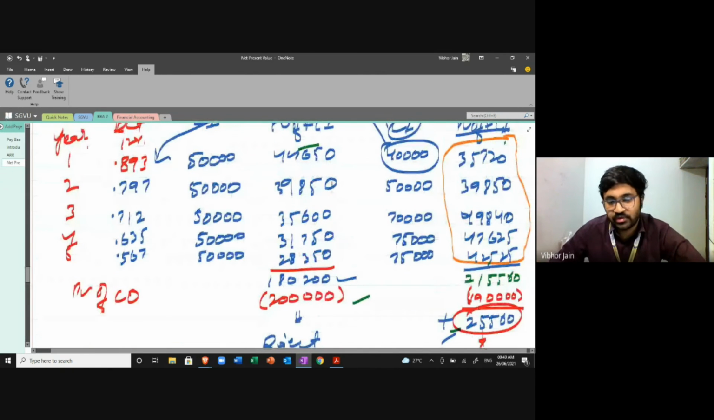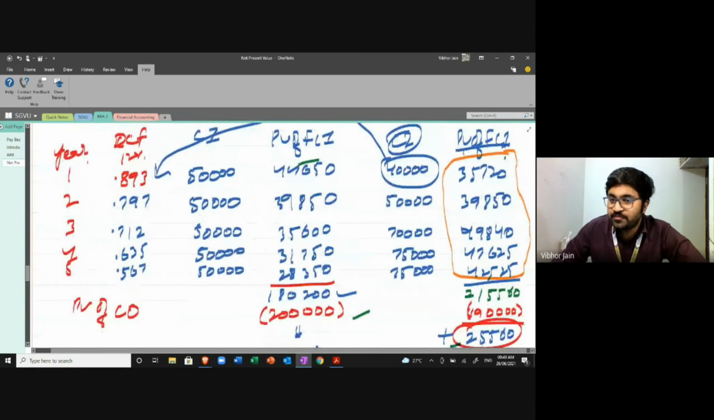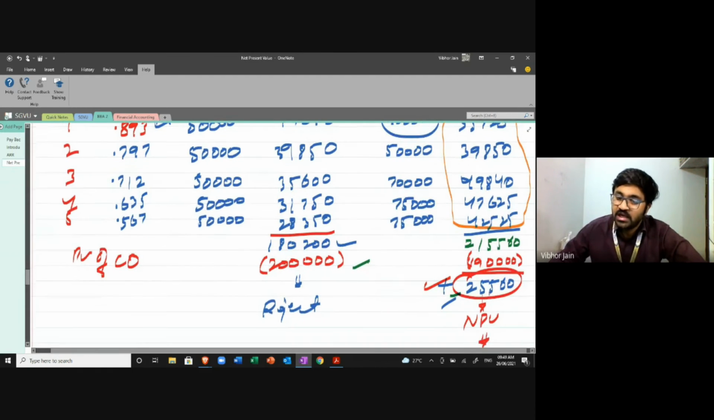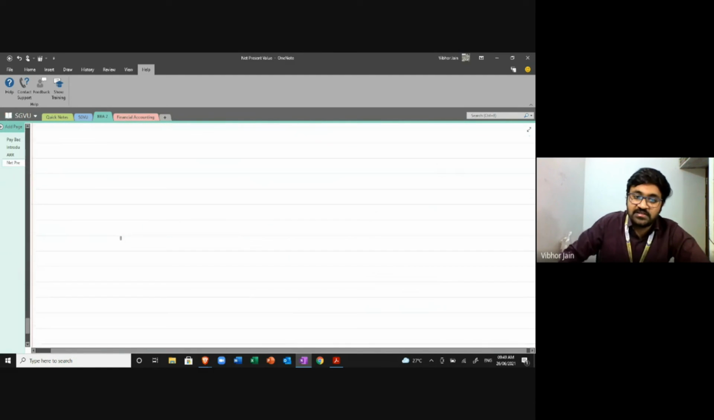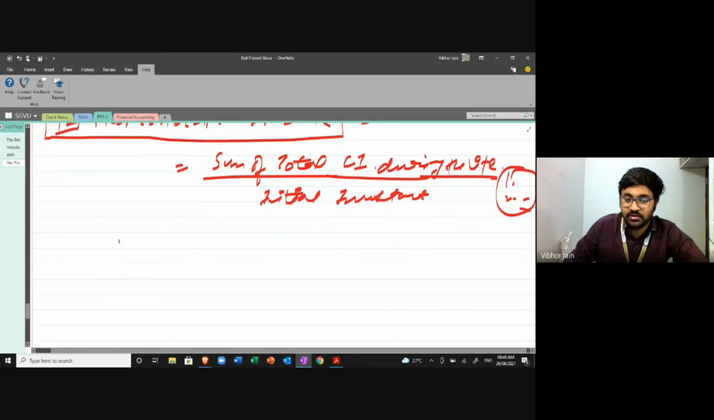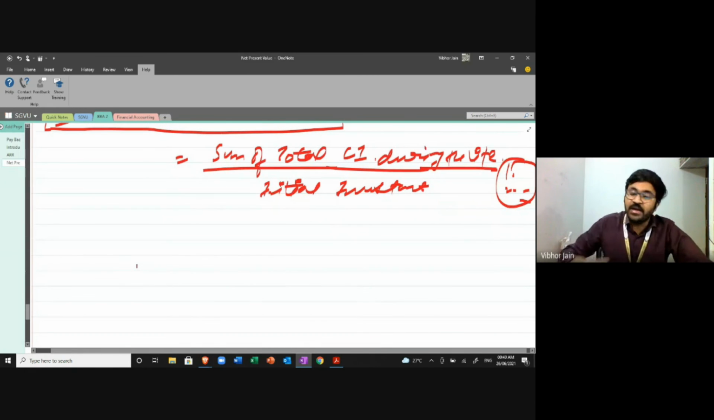So I'll explain. In this project, the inflow that you're getting is 225,560. If I take one more example, if I explain this further, why do we need to calculate profitability index? It's very logical. And the answer is absolute amounts are not comparable.